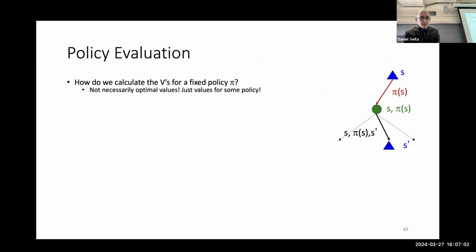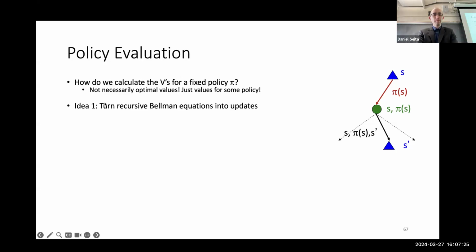So let's think a little more about policy evaluation. How do we calculate the values for some fixed policy pi? Just some values for some policy. If we just say policy pi, it's usually not the optimal one, because there's an infinite amount of policies that could be there. So one idea is, maybe we'll turn the recursive Bellman equation into an update.